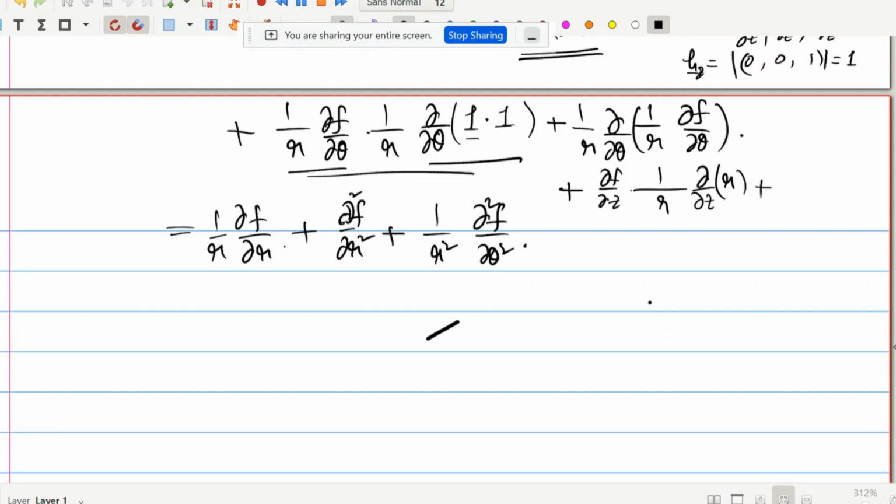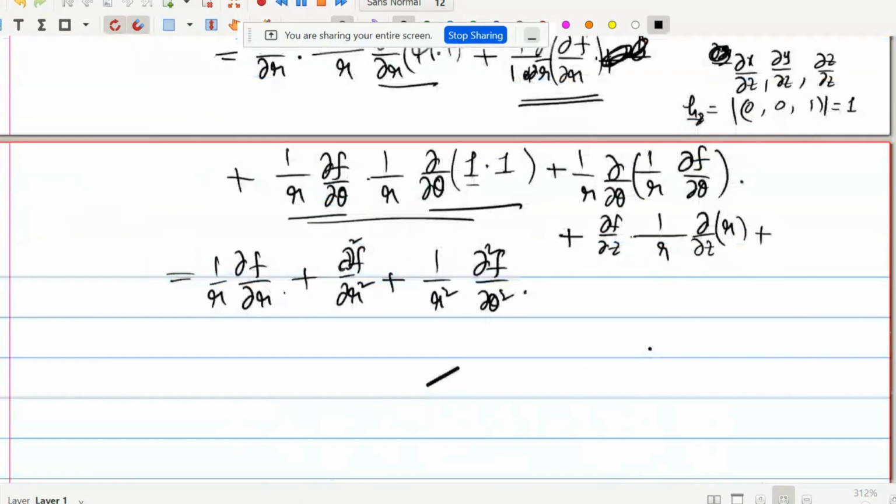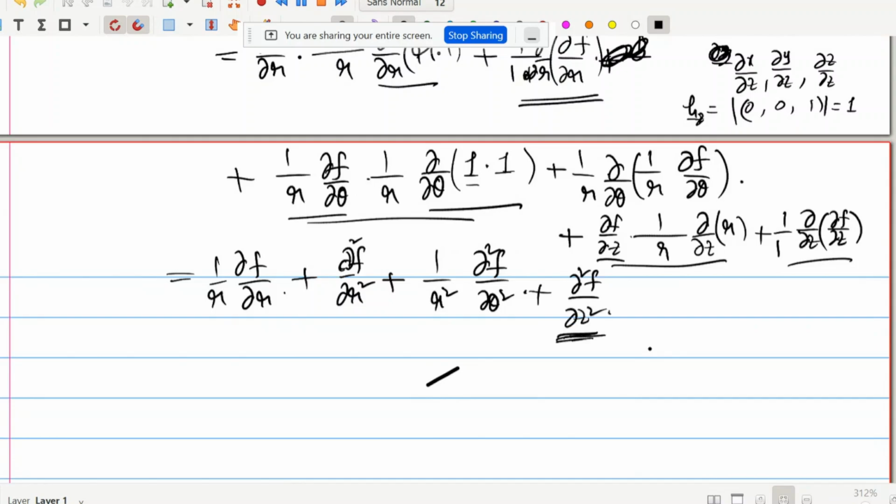What is the next term? What is the last term? 1/h_w, that is 1/1 into ∂Z of, what is your function? ∂F/∂Z. So if you add this last one, this is 0, and this will give me ∂²F/∂Z². In this cylindrical coordinate system, if you remove this, what you get is only polar coordinate.